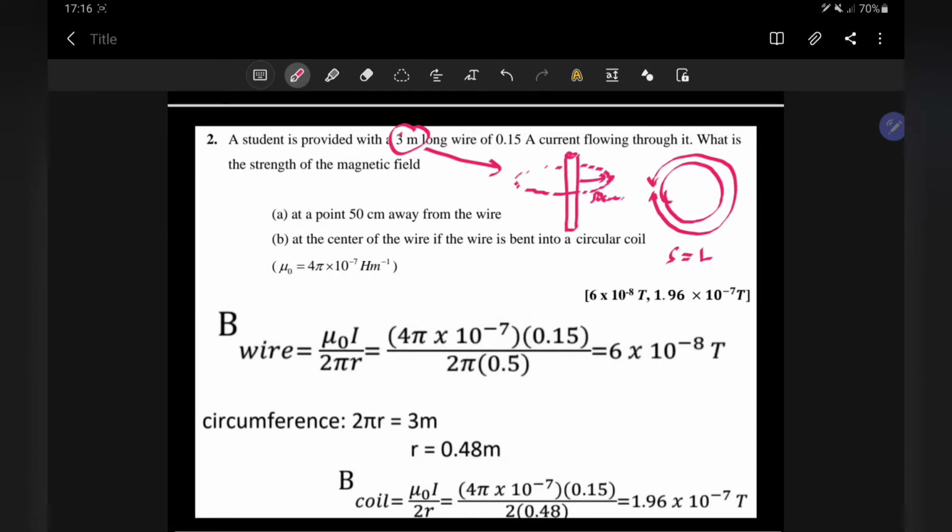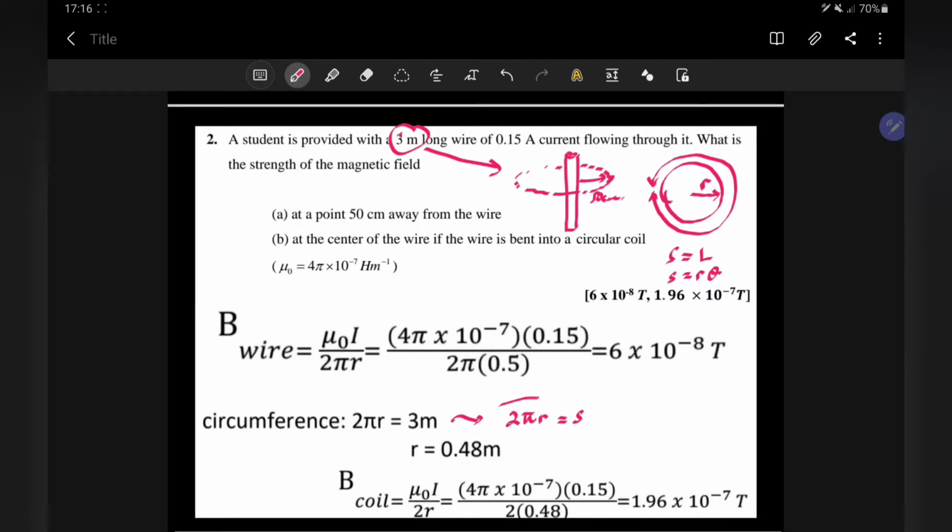Okay, so in this case, we need to find R. So how do we find R? Using the equation S equals R theta. S still equals the length given, which is 3 meters. R, we need to find it, and theta is the total angle here, which is 2 pi radian. So this is the question actually. S equals R theta. Sorry, S equals 2 pi R. So this equation is 2 pi R equals S.